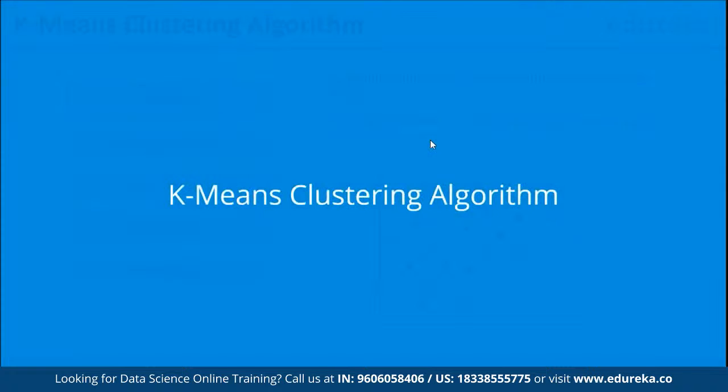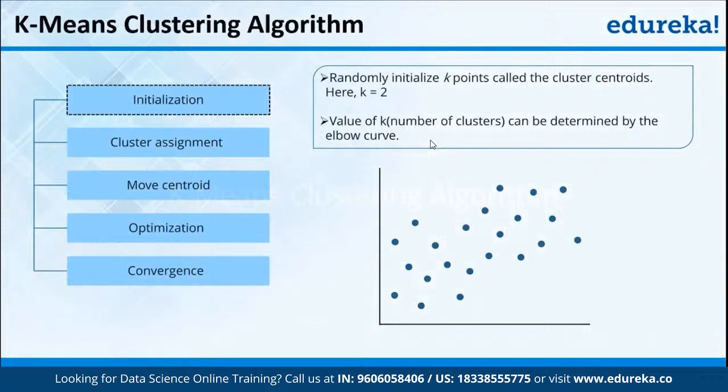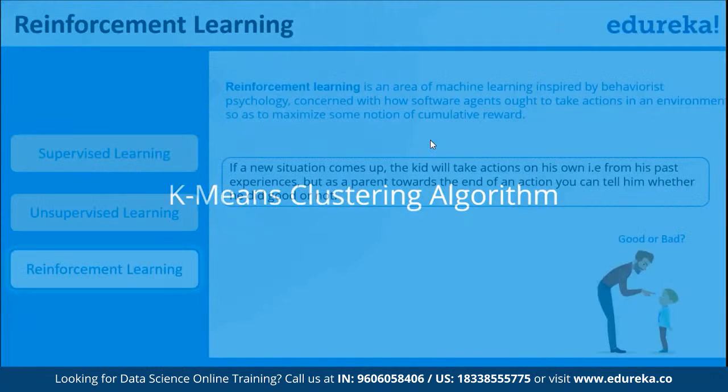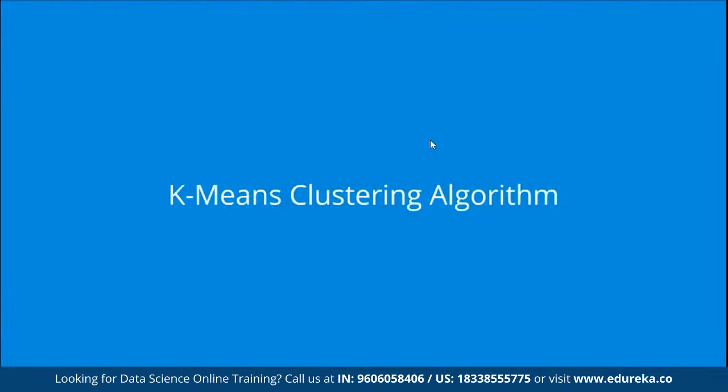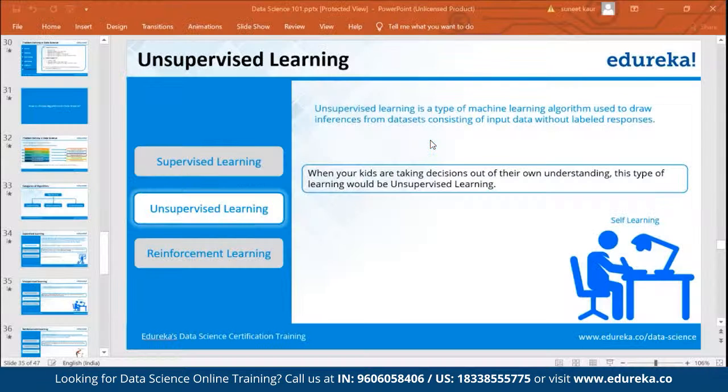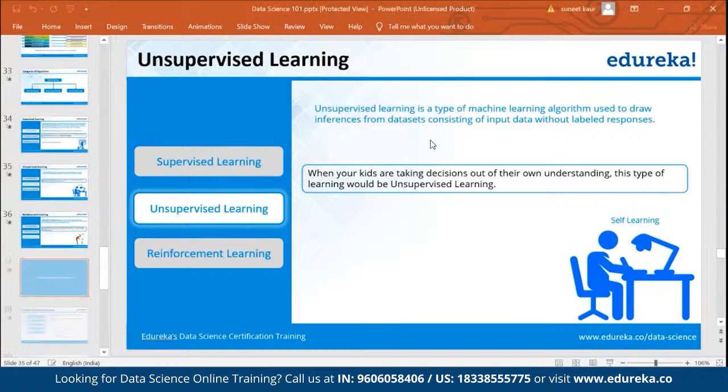So now K means clustering. Guys, this K means clustering algorithm is an example of unsupervised learning, okay? So here what you need to do is create groups out of the data which is given. You need to create the groups out of the data.